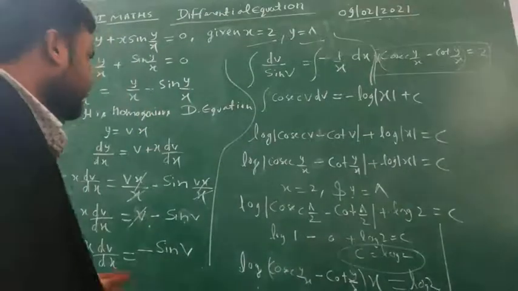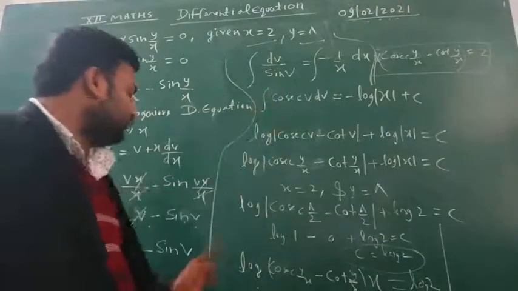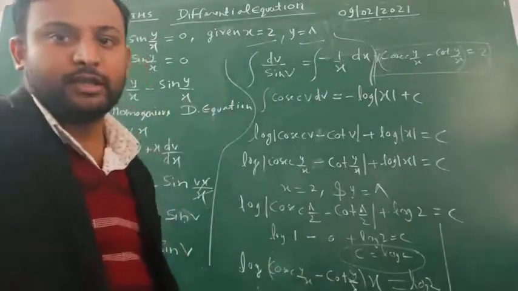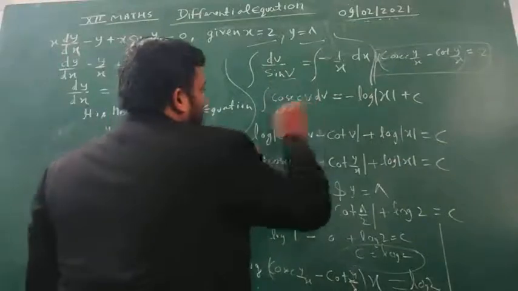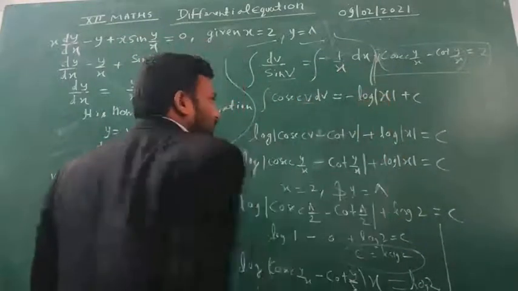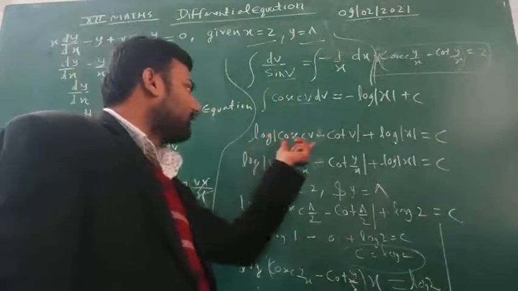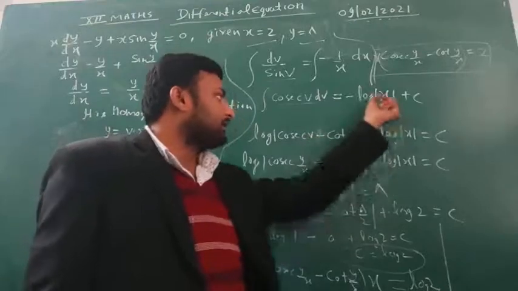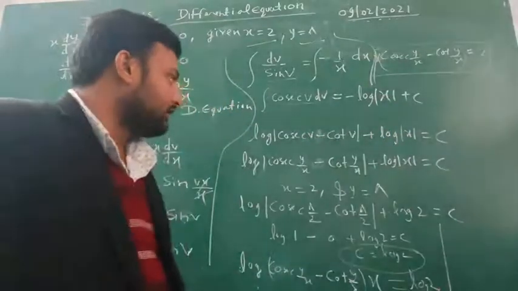So students, we can write this dv by sin v is equal to dx by x with negative sign. And you know students, after that we integrate this, we get this part can be written as cosec v, and this will be minus log x plus c. And friends, this is log modulus cosec v minus cot v, plus, we take left hand side, log mod x is equal to c.